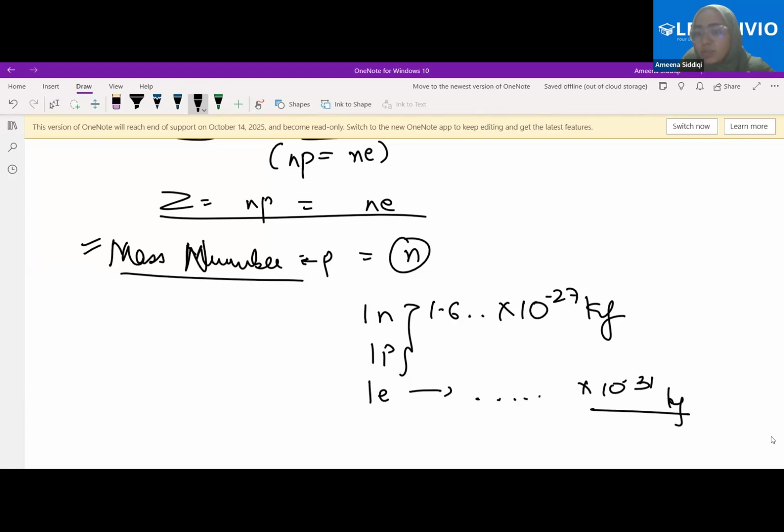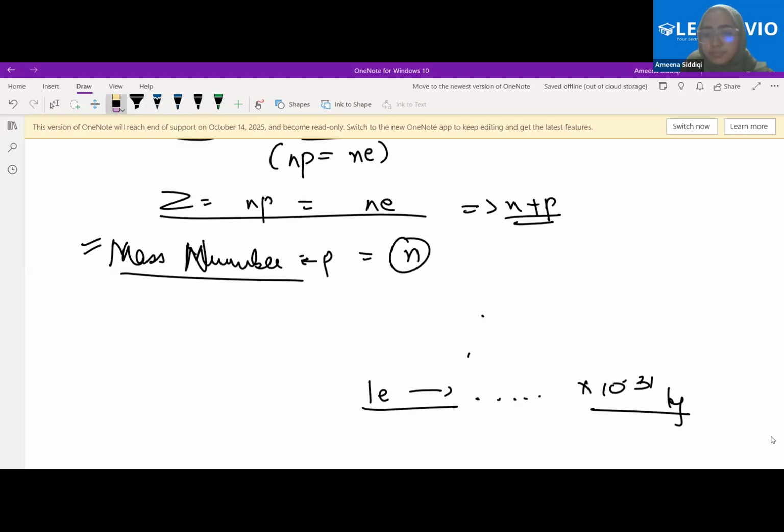You can clearly see that the mass of the electron is almost negligible in comparison to the mass of the neutron and the proton. The mass of the neutron and proton is almost equal. Therefore, we neglect the mass of the electron while taking the mass of the atom. We say the mass of the atom is only because of the number of the neutrons and the number of the protons. That is why the total number of the neutrons and the protons is equal to the mass number. Is it understood, Soumya?